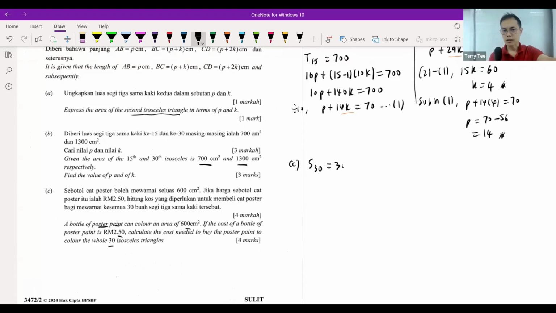We find S30. The formula is 30 over 2 bracket 2a, since I know my a. Okay, maybe I list out for you. Your a is 10P.